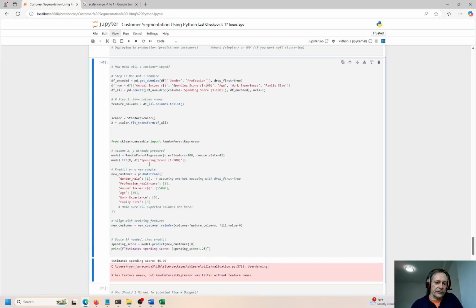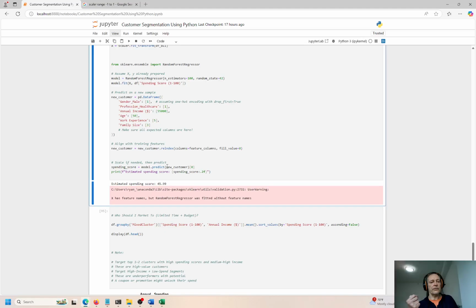Okay, so that's the answer. That's the question we're trying to answer. So we have all the clustering, we have all the analysis done, business analysis or just fundamental analysis, whatever you want to call it. We have the more advanced clustering complete. Now we want to know how much is the customer potentially going to spend in our store.